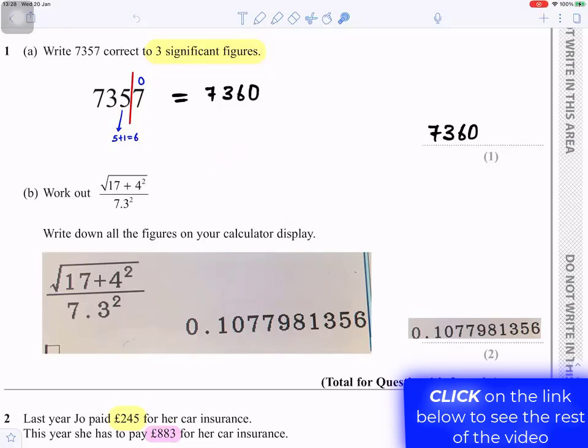And then you enter 17 plus 4 squared. To get 4 squared, you will use the x squared button. And 7 divided by 7.3 squared. You will get 0.107798136.